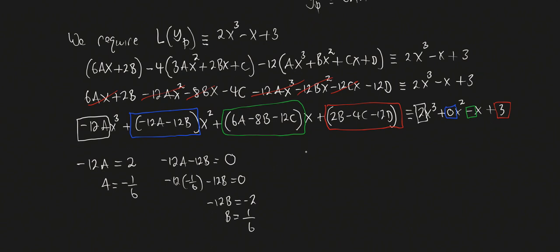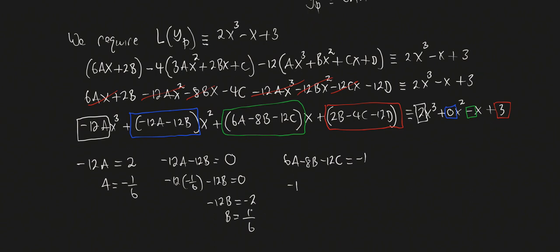And we keep going. The next equation is based on what I have in green. So 6a minus 8b minus 12c is equal to -1. Again, let's utilize what information we know. So 6 times -1/6, that's -1.